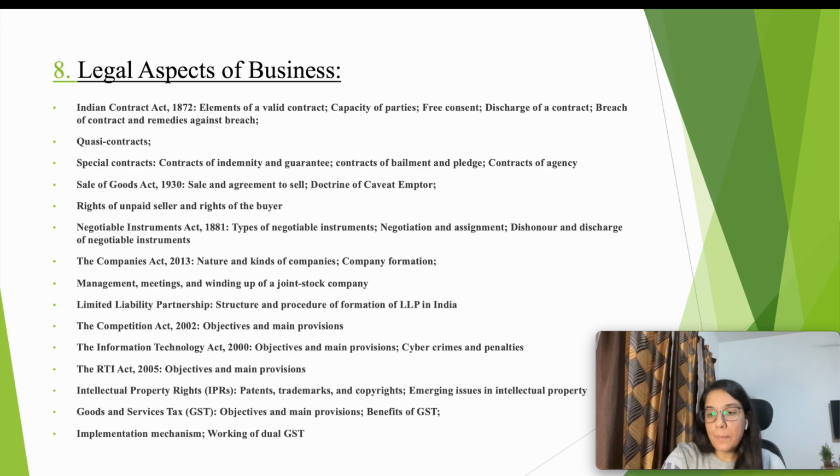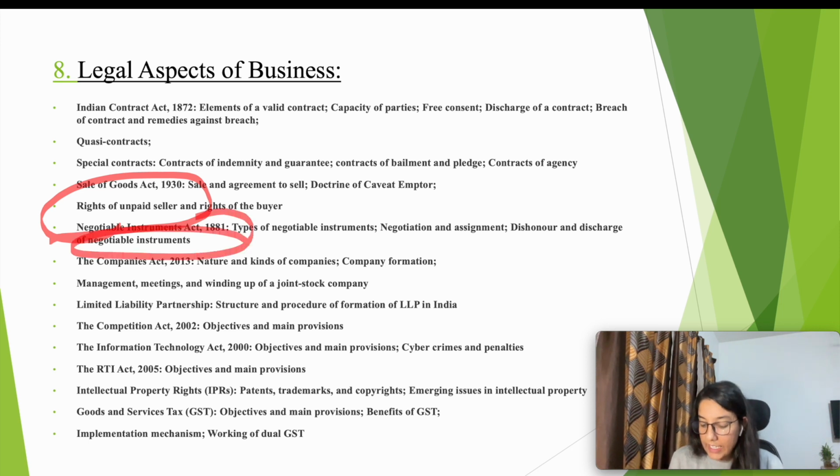Then coming to the legal aspects of business, this is very important, but I won't say that you go through each and every clause, each and every section, but you should know what are the important points talked about in every act. You should remember Sales of Goods Act 1930, Negotiable Instruments Act 1881, Companies Act 2013. You should remember, because they will ask you a question in match the following regarding that.